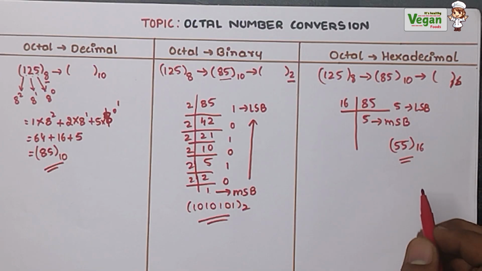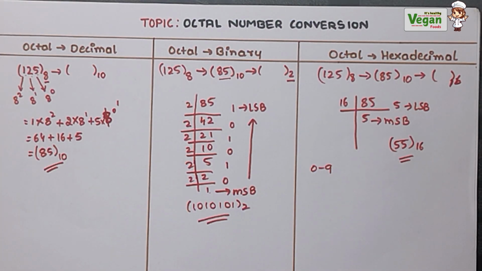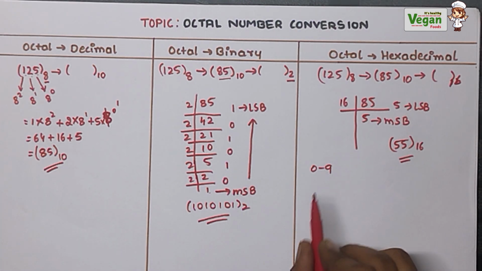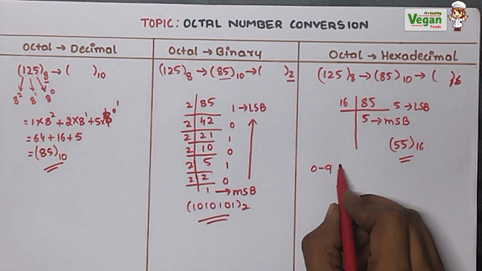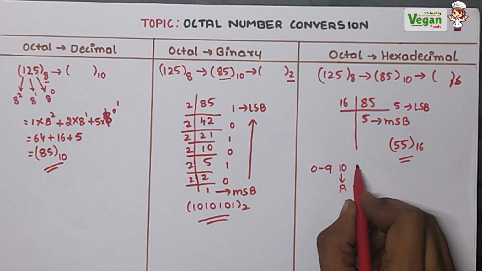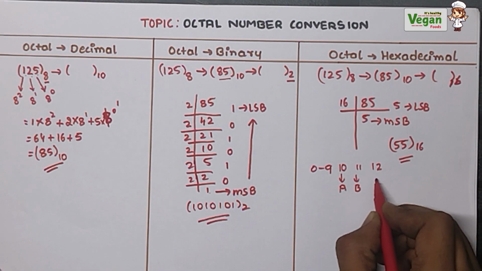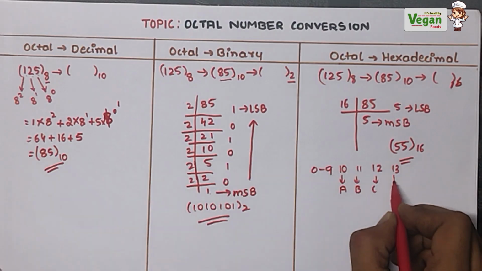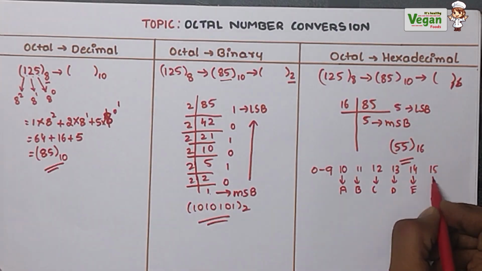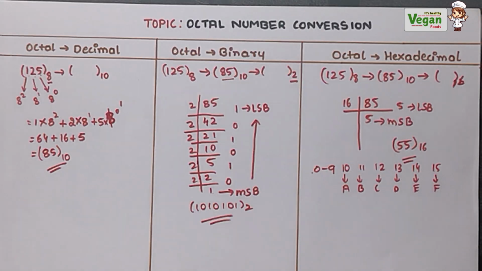The base is 16. If I get a value between 0 and 9, I will write it as it is in hexadecimal. So 5 and 5 are between 0 and 9, so I will write them as 5 and 5. If it exceeds 9, that is if it is 10, I will represent it as A. If 11, I will represent it with B. If it is 12, C, 13, D, 14, E, and 15 will be F. Therefore 0 to 15 means 16 digits.